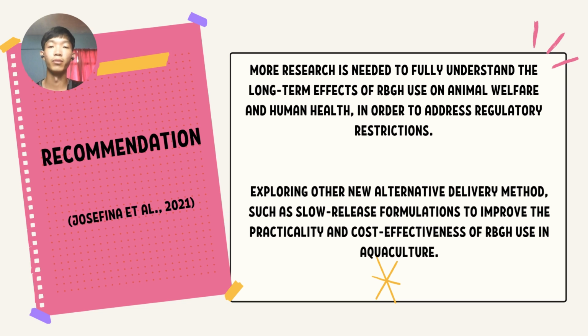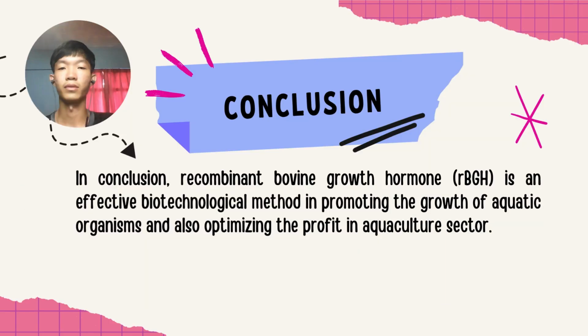So the first, more research is needed to fully understand the long-term effects of recombinant bovine growth hormone use on animal welfare and human health in order to address regulatory restrictions. And second, exploring other new alternative delivery methods such as slow-release formulations to improve the practicality and cost-effectiveness of recombinant bovine growth hormone use in aquaculture.